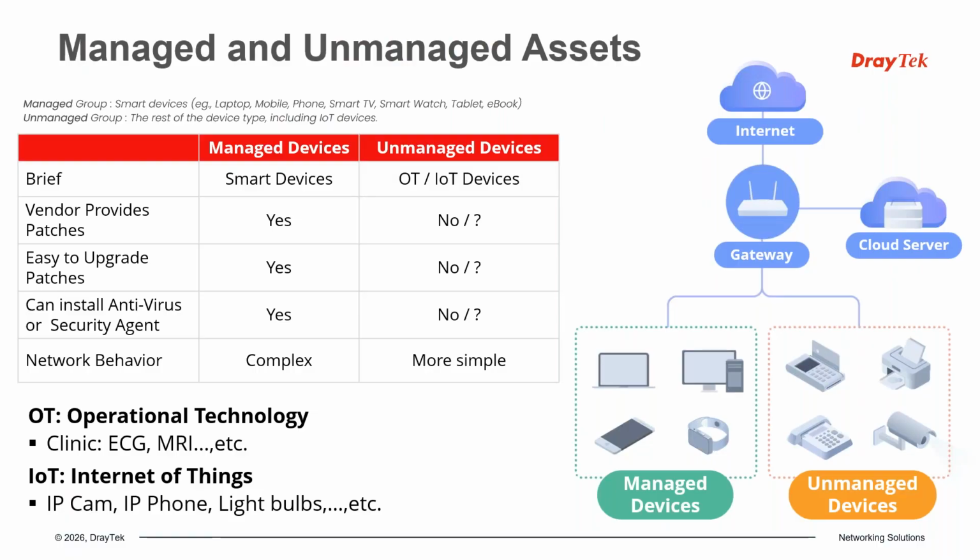Then we have unmanaged devices. These are operational technology devices or IoT devices, and they are ones that tend to sit around a network for a long period of time, so they can end up in some cases not having vendor provided patches due to the age of the device. They, typically speaking, are not necessarily as easy to upgrade. It's not like it's got a keyboard and mouse that you're logging into every day.